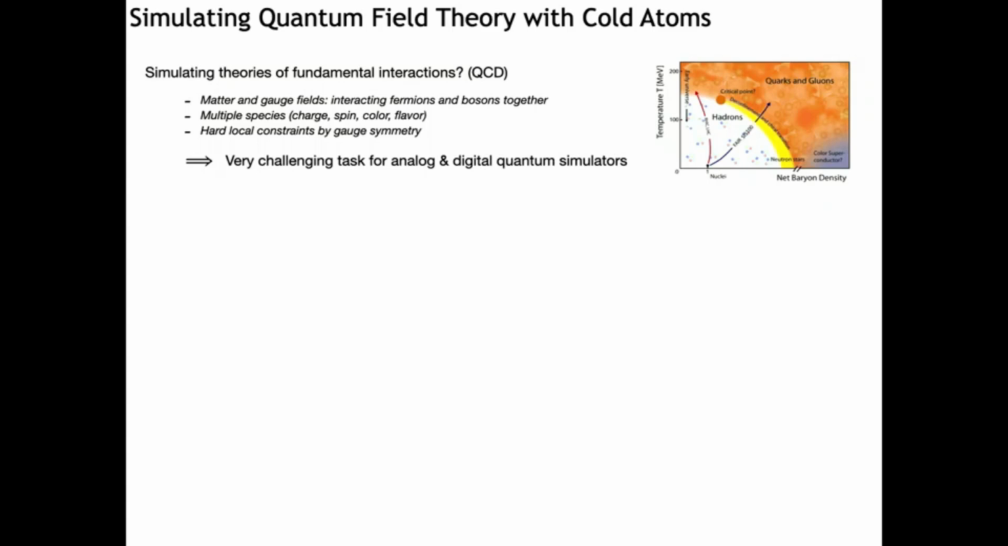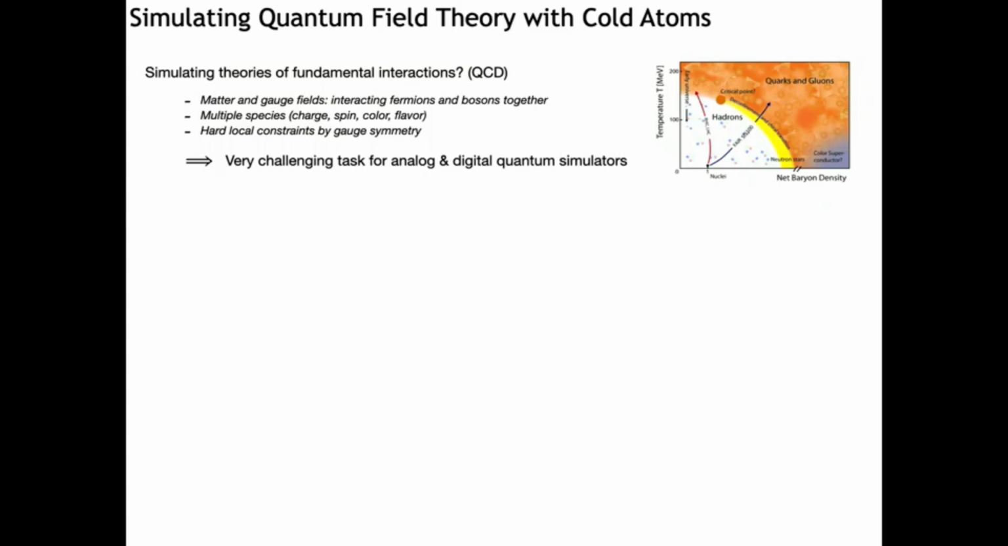Okay. So in the last part, I would like to tell you something we've been thinking about in the last years and in particular recently. This goes in the direction of simulating quantum field theory, in particular theories of fundamental interactions, in particular strongly interacting theories like QCD, ideally, right? So this looks like a formidable problem, something really, really difficult to do.